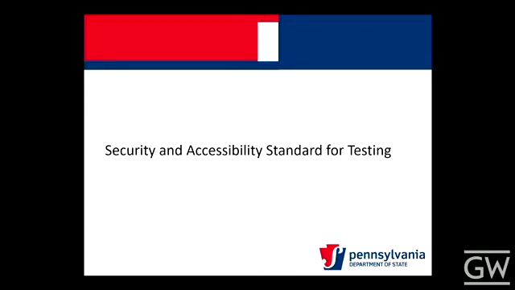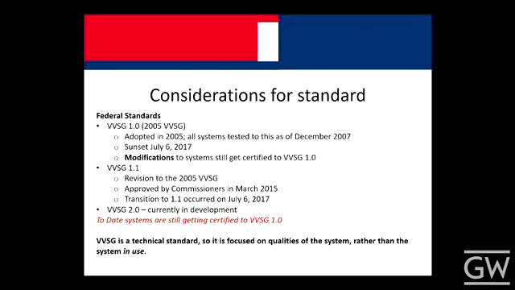Moving on, let's talk about the security and accessibility testing, right? Before we walk into the testing, we wanted to make sure that we have guidance as to what we should test for, or in other words, a standard. So what we considered when creating the standard. The first thing that came to mind was that the federal standards were adopted as of 2005 and were sunset in 2017. And as John mentioned, we are still certifying systems to VVSG 1.0. So we have to make sure that we enhance the testing from that aspect.